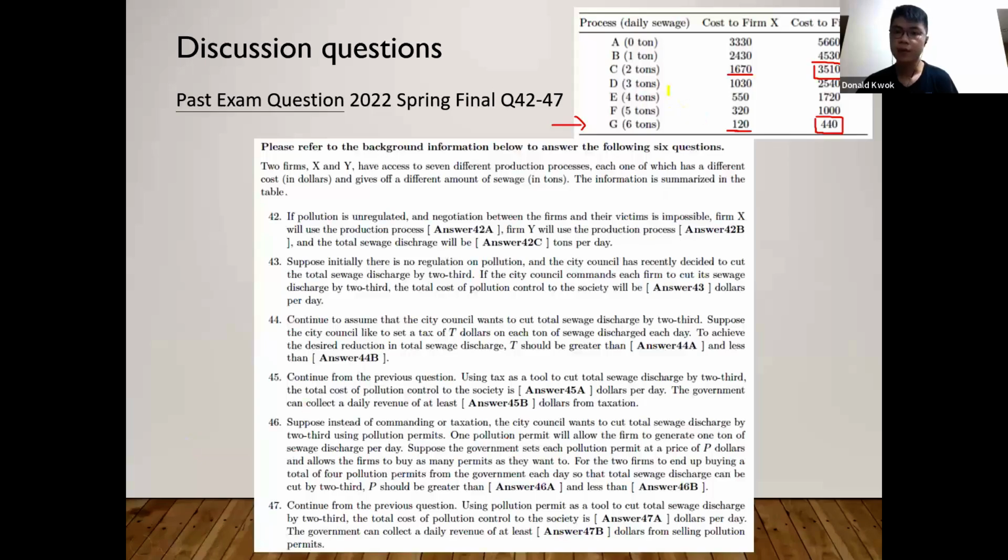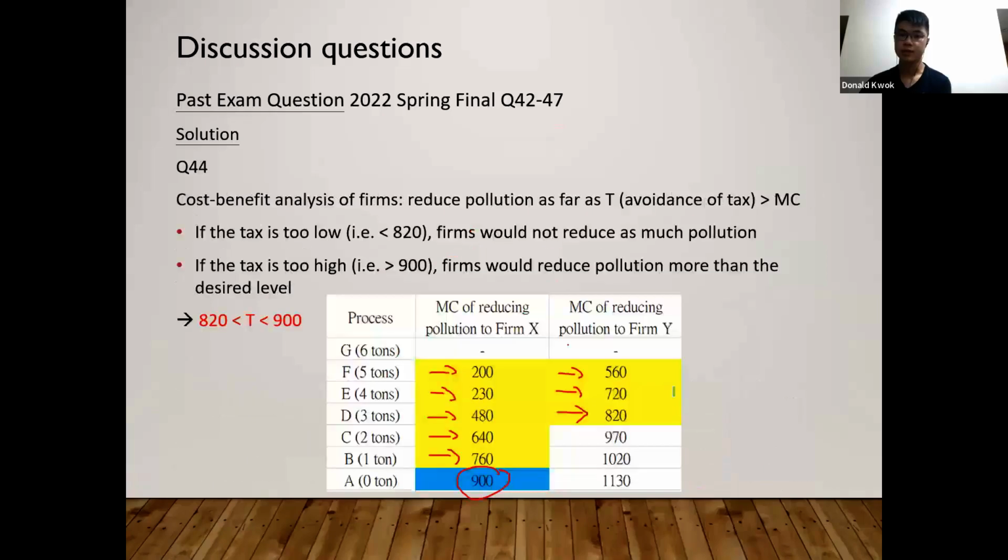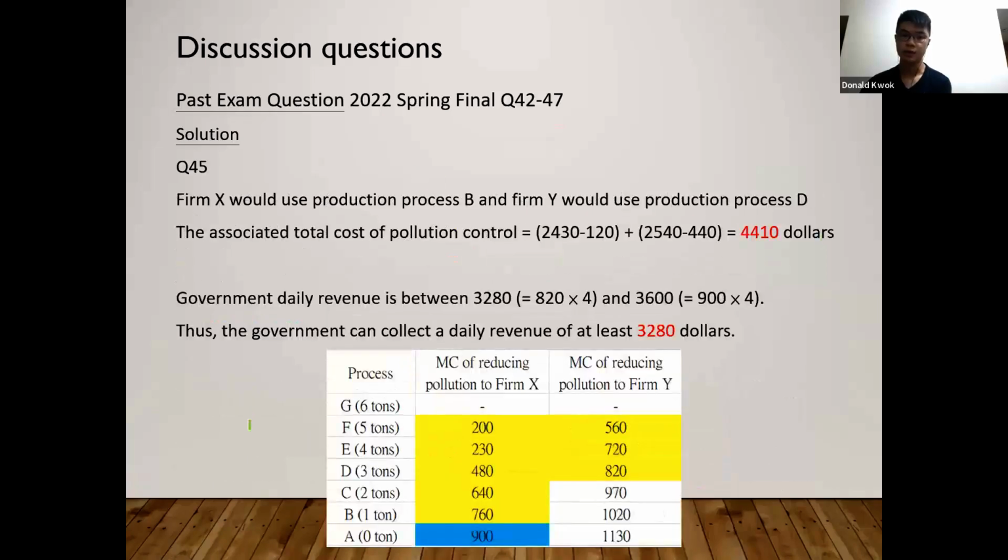If firm X is using process B, it will move from this 120 to 2,430. So the difference between the two numbers would be the cost of pollution control to firm X. While for firm Y, it is using process D. The additional cost required would be 2,540 minus 440 as the cost of pollution control to firm Y. So again, the sum of these two differences will give us the answer to the first part here, the total cost of pollution control.